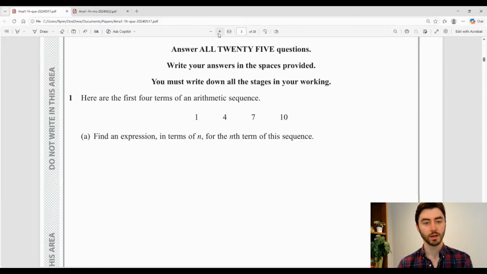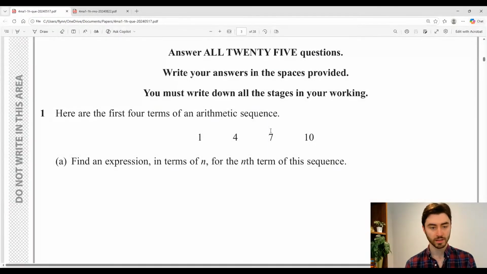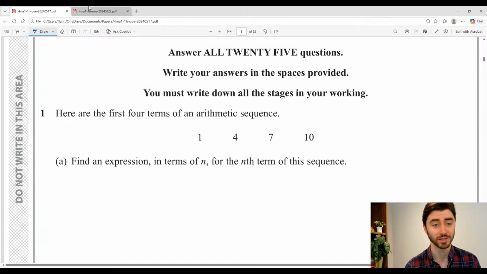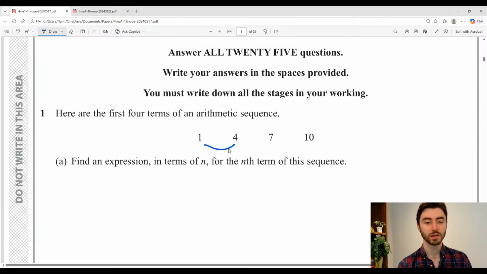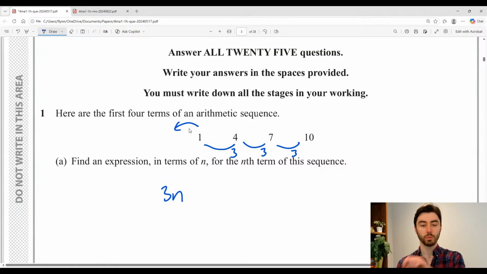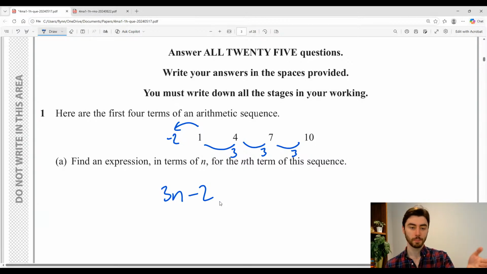Question 1. Here we have an arithmetic sequence. Find an expression in terms of n for the nth term. I have a fun little way that I like to do this. Typically, we talk about getting from term to term. That's 3, which means it would be 3n. Now, my way of getting what to add or subtract to that: you track back from that and think, what would the term before this be? To go from here to here, I would subtract 3 to get 1. Then from here to here, I would subtract 3 to get minus 2. And so it's 3n minus 2.